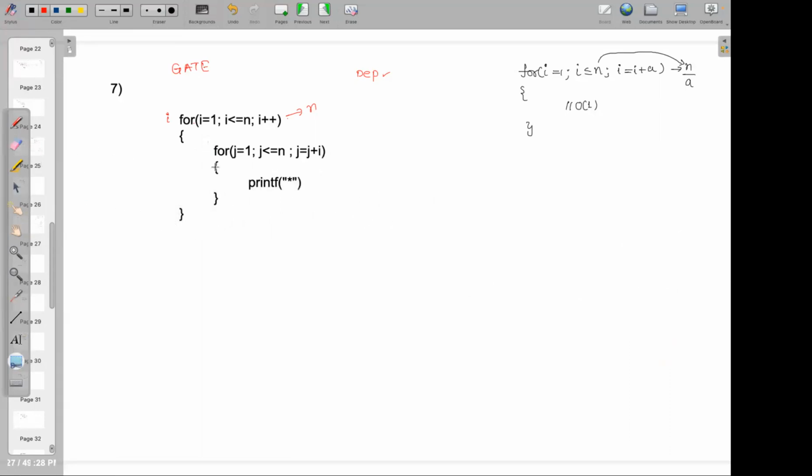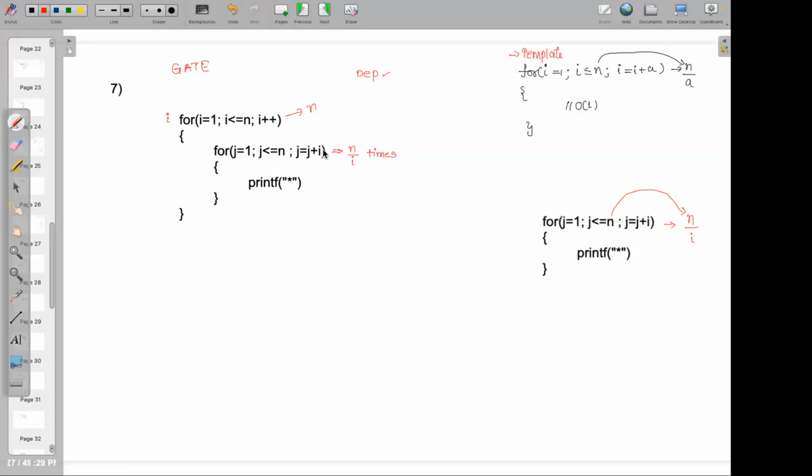I will take this part outside. Just tell me, friends, how much time this loop is running. I have provided this template. Based on this template, can you please tell me how many times this loop is running? Yes, n divided by how much you are incrementing. I am incrementing by i. Therefore, this for loop is going to run n by i times.